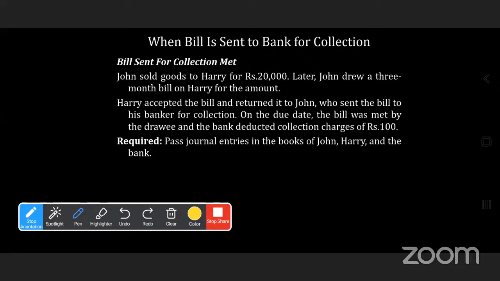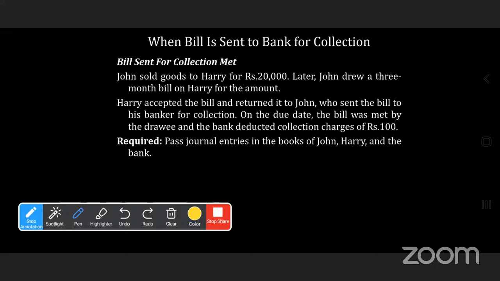So in discounting, the bill is sold to bank. Whereas in bills sent for collection, the bill is taken into custody of the bank for safekeeping and convenient collection. Okay. Now let us see bill sent for collection met. So on the due date, this bill was honored. Now let us see the problem.